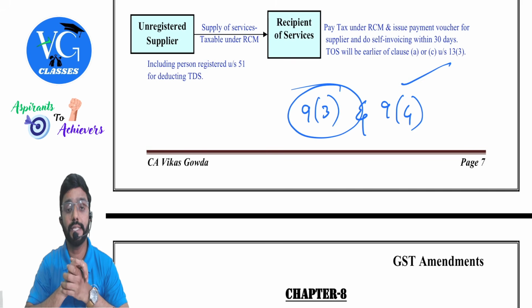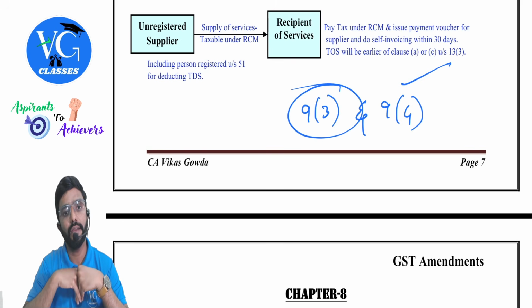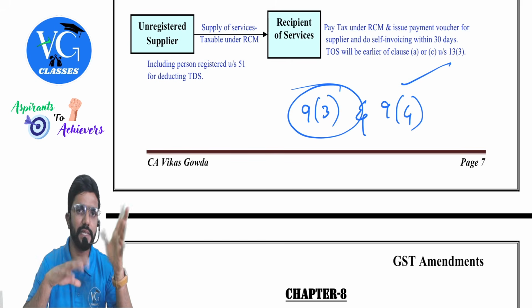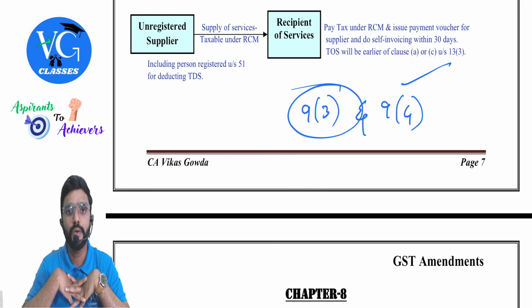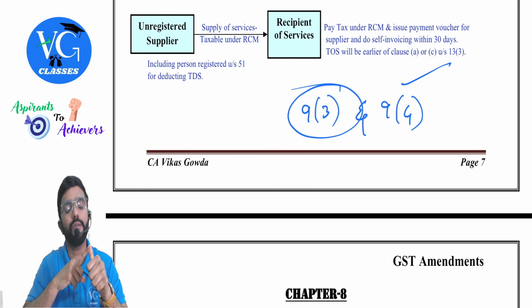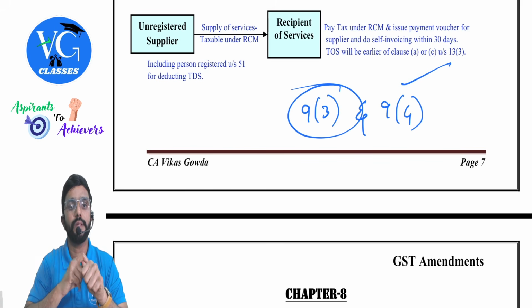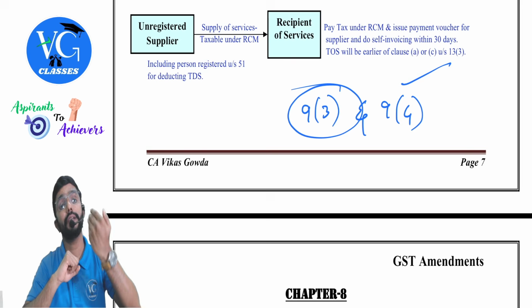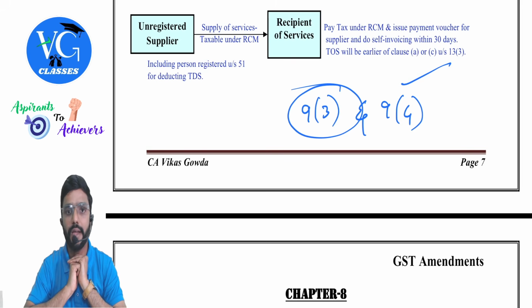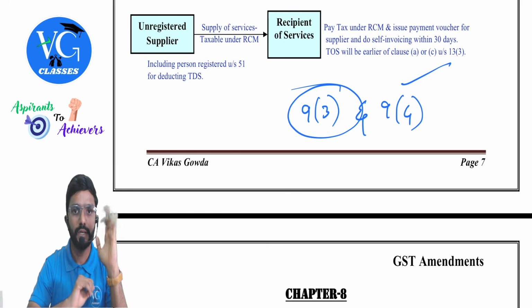Whatever RCM cases are covered or notified under section 9.3, all the cases are not like the supplier is registered or not registered. No. They have given what should be the supply of service, who should be the supplier, who should be the recipient. If all these three conditions are met, RCM is applicable. So there can be a few cases where the supplier is registered. In that case, who should issue the invoice? Supplier. Then there might be a few cases where the supplier is not registered but RCM is applicable. So who should issue the invoice? The recipient has to do self-invoicing. Got it?